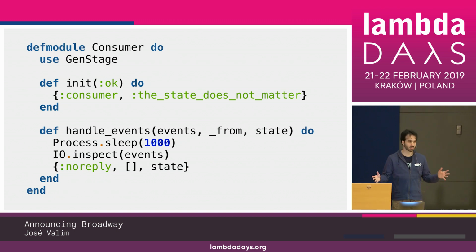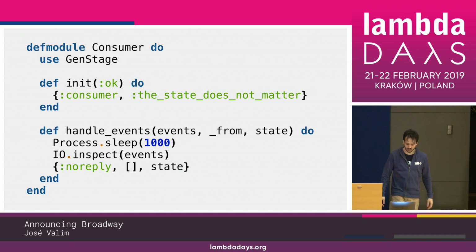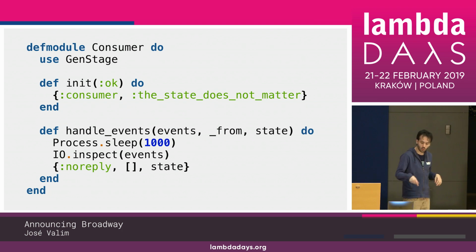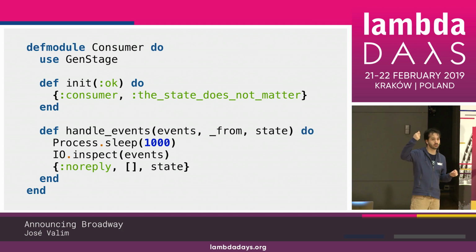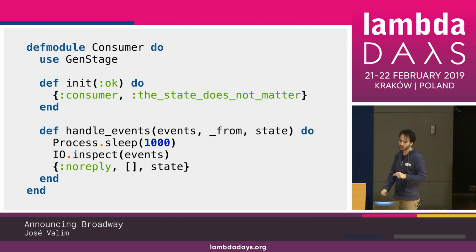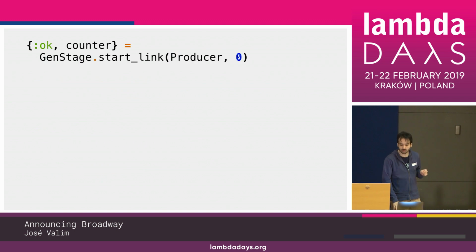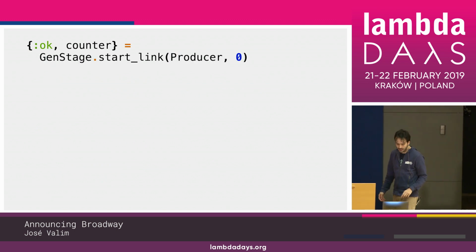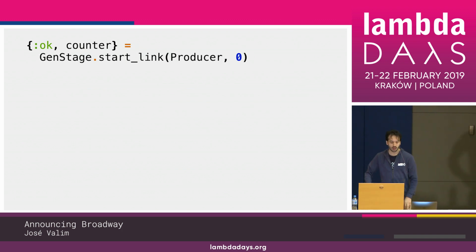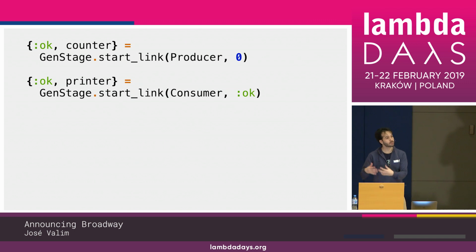So after you wrote these 20 lines of code all together, you just have to make all of it work. You just have to wire everything up, right? So to do that, the first thing that we do is that we start the producer with the counter of 0. So the initial state is going to be 0, okay? We start the consumer, which is going to be our printer. The initial state does not matter. And then we say, I want to subscribe printer, the consumer, to the counter, the producer.